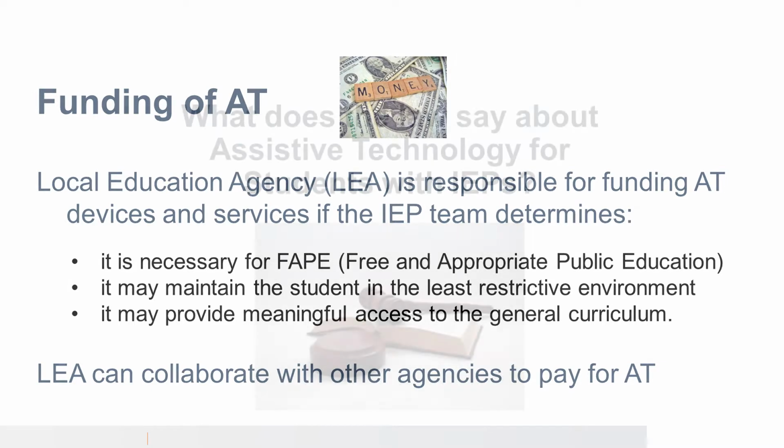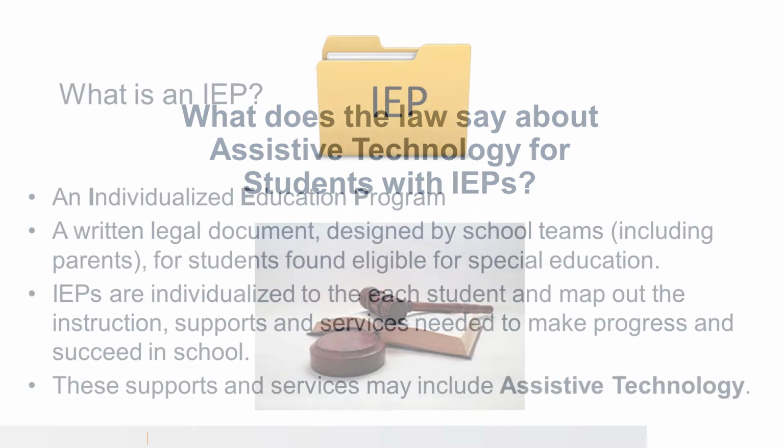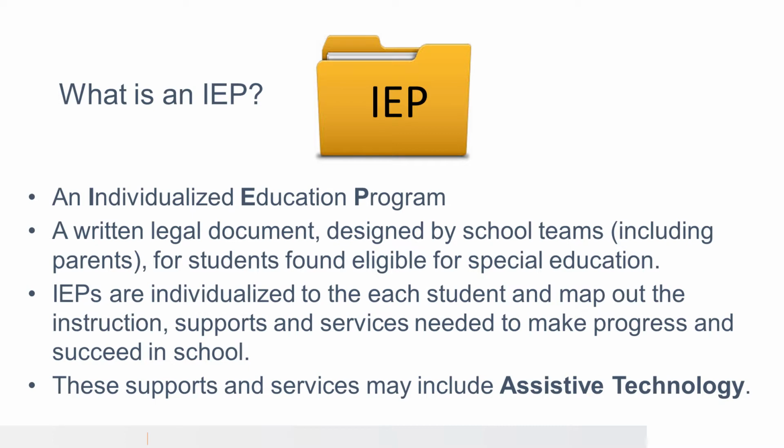Now that you know how assistive technology devices and services are defined by the law and what that looks like, what exactly does the law say about assistive technology use for students with disabilities who have an IEP? And we'll tell you that in the next slide. But first, let's explain what an IEP is. IEP stands for Individualized Education Program, and it is the legal written document that outlines the instruction, supports, and services your child needs in order to achieve his educational goals. It is important to note that these supports and services may include assistive technology.